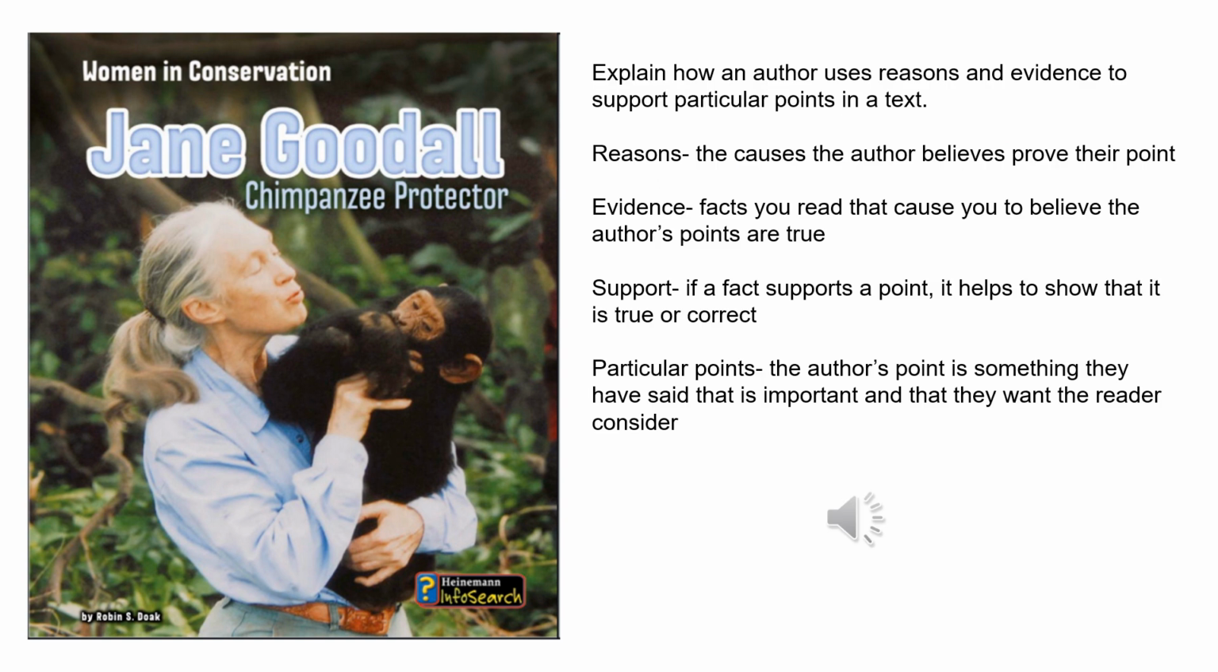Our job in reading today is to explain how an author uses reasons and evidence to support particular points in a text. Reasons are the causes the author believes proves their point. Evidence is facts you read that cause you to believe the author's points are true. Support. If a fact supports a point, it helps to show that it is true or correct. Particular points. The author's point is something they have said that is important and that they want the reader to consider.